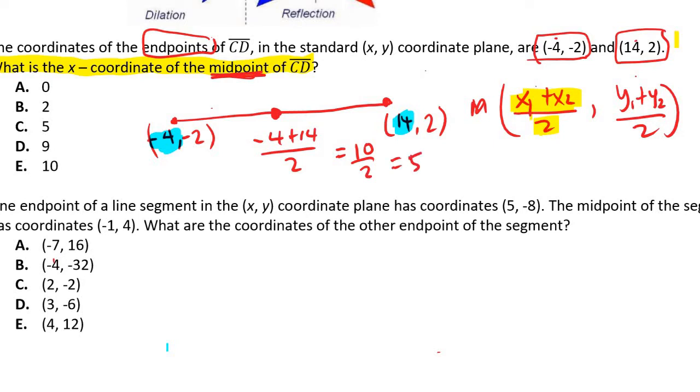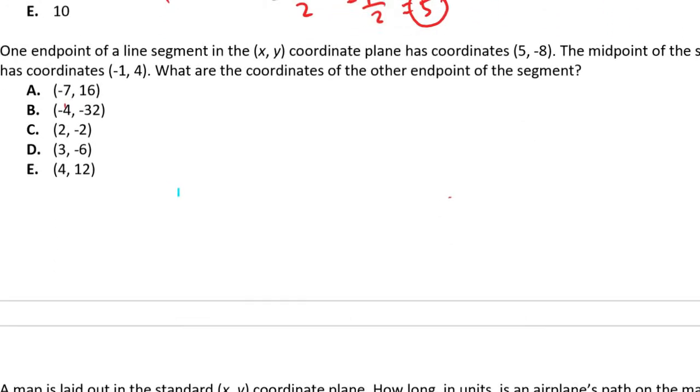Okay, so you don't want to waste too much time to find the y coordinate because it's not required for you to find the y coordinate. If you go back to the question, it says, what is the x coordinate? So you are saving time by not finding the y coordinate. We found the x coordinate is 5, and that is the answer, 5 right there, okay? We go to the next question.